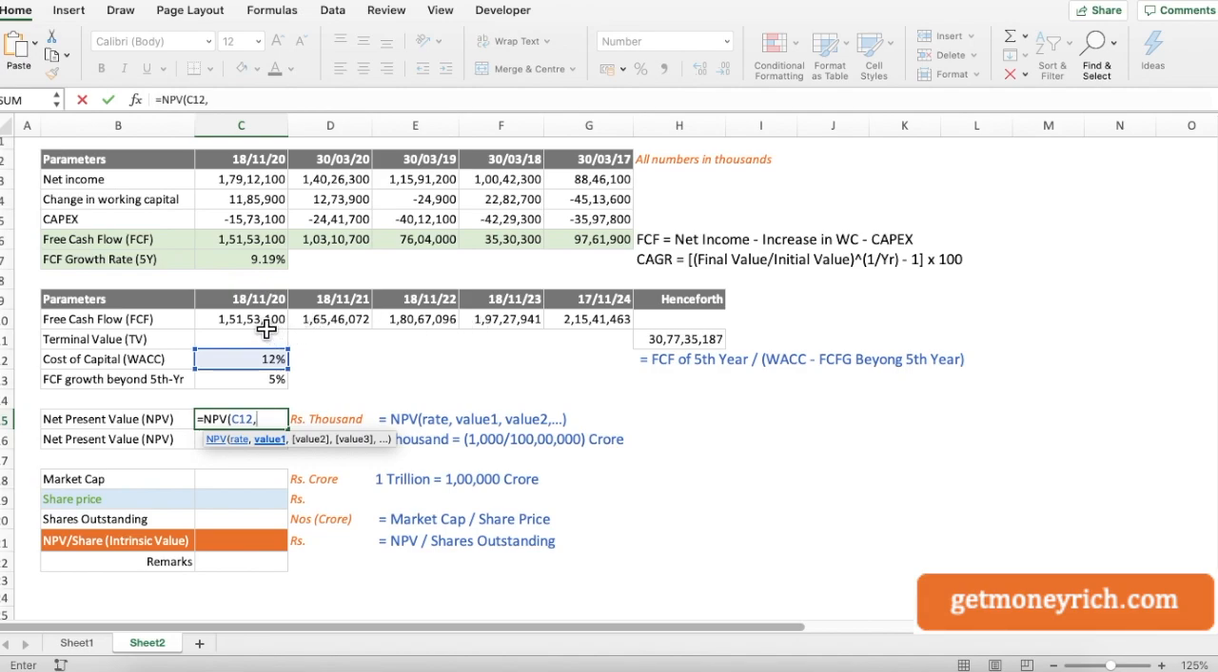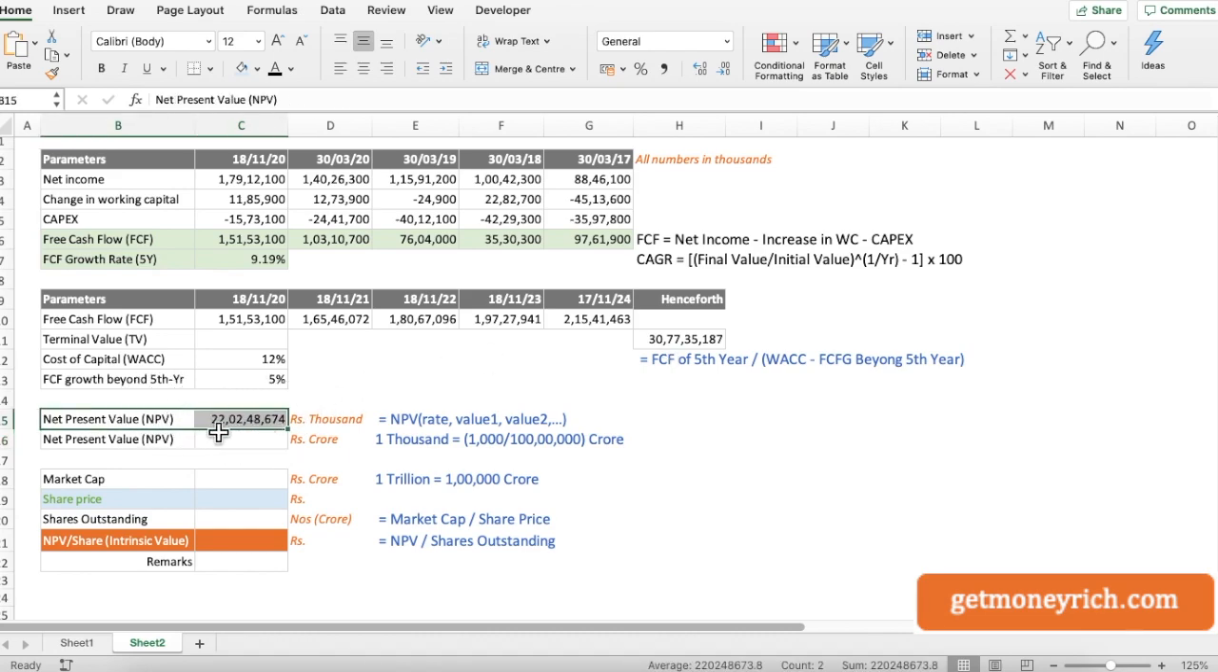The first number will be this, then comma, then this, comma, this, comma, this, comma, this, comma, and finally the terminal value. Close the brackets, press enter. So this is what we have, the net present value.